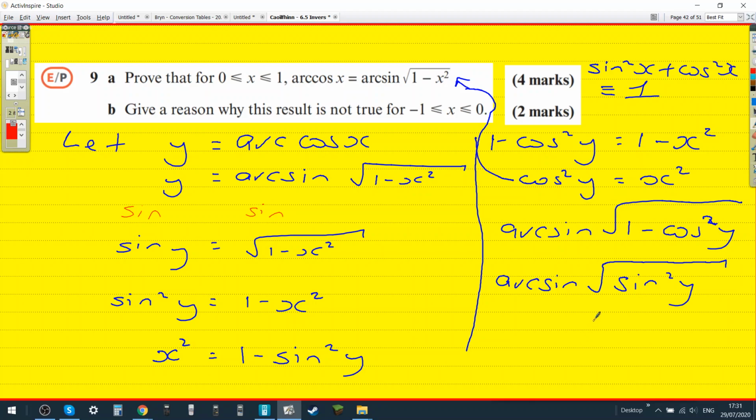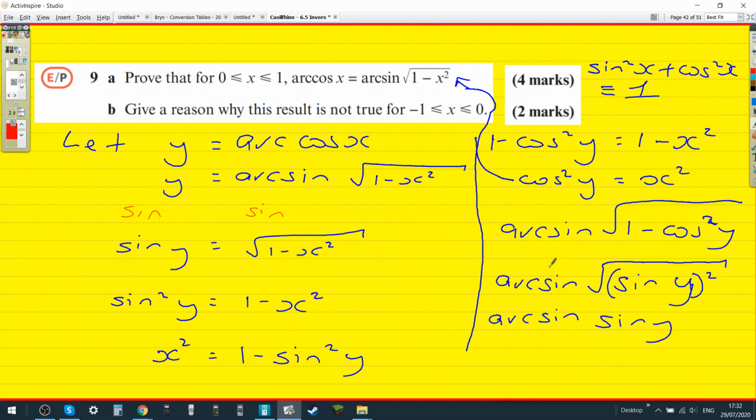Do you have to do plus or minus? Or no? No. Just sine squared y. Squared and square root cancel each other out. Sine squared y means sine y all squared. And so you're left with arc sine sine y.